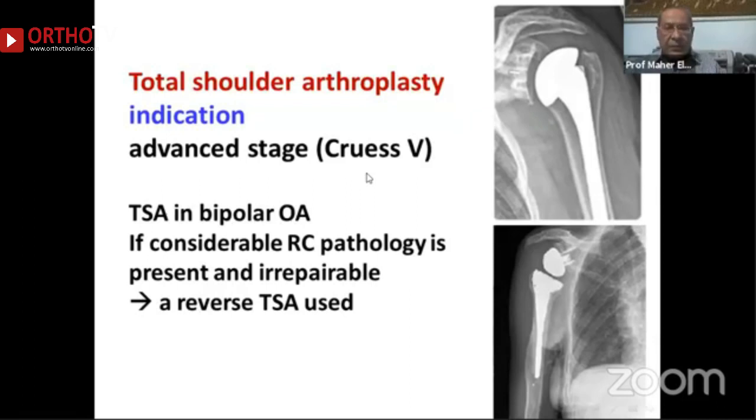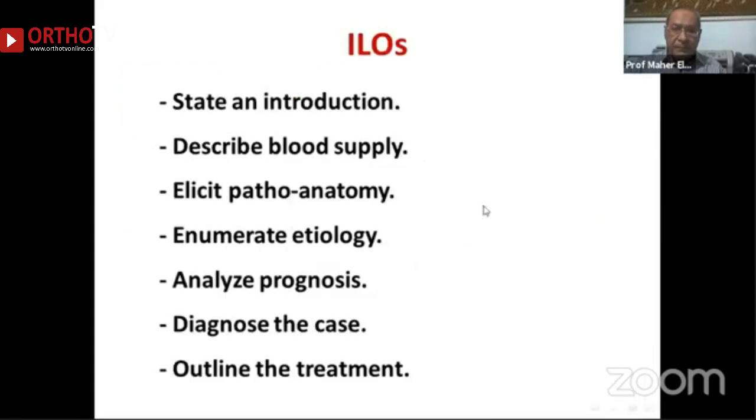Total shoulder arthroplasty is indicated in advanced stage, Cross 5, and in bipolar osteoarthritis. And if considerable rotator cuff pathology is present and irreparable, then shift to a reverse total shoulder arthroplasty. So finally, hopefully I could cover the ILO's items.